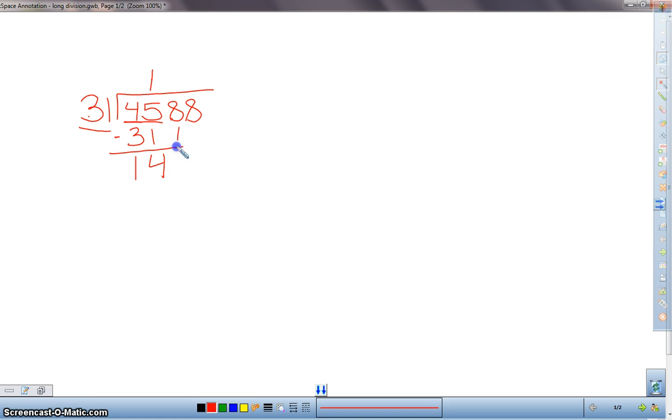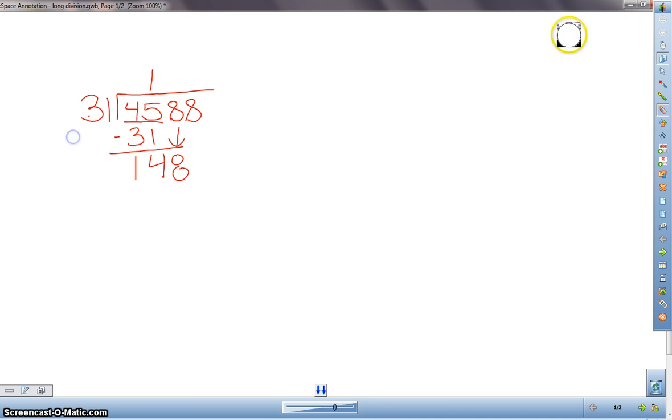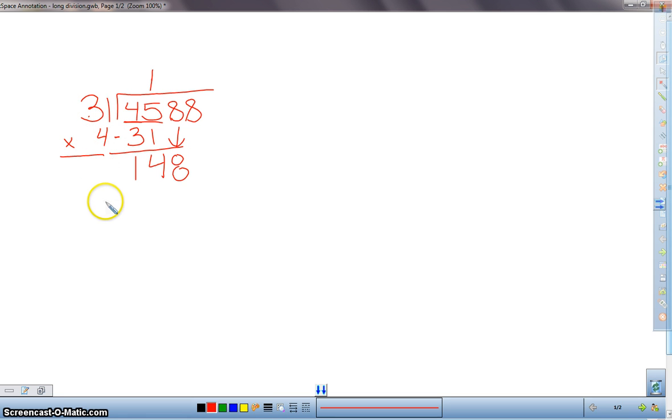Okay, then I'm going to drop my 8 down, and I want to know how many times 31 goes into 148. Okay, for me, I know that 3 times 4 is 12. So 30 times 4 would be 120. So I'm going to multiply by 4 because 30 is very close to 31 and see if I can get a number that's close enough. So 4 times 1 is 4. 4 times 3 is 12.